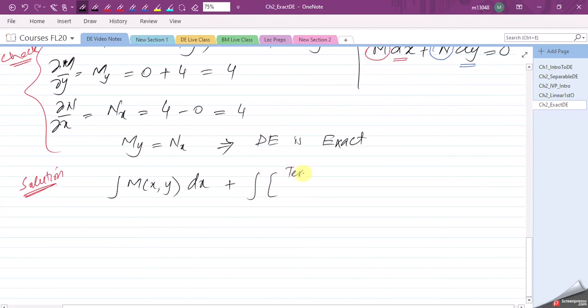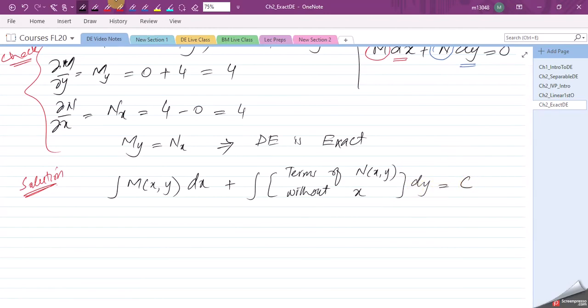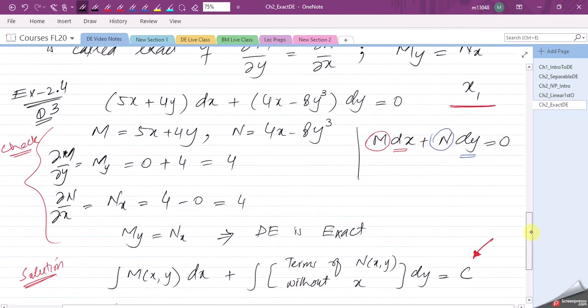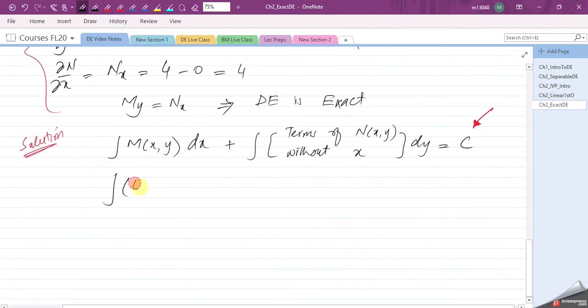The formula says if your equation is exact, then integrate like this: M(x,y) dx, and then terms of N(x,y) without x, dy, equals constant. Remember that this is constant, not 0. Remember this constant. This is very important. Right. So M(x,y) dx. What is M(x,y)? All of it. We write whole M(x,y), which is 5x plus 4y in this case.